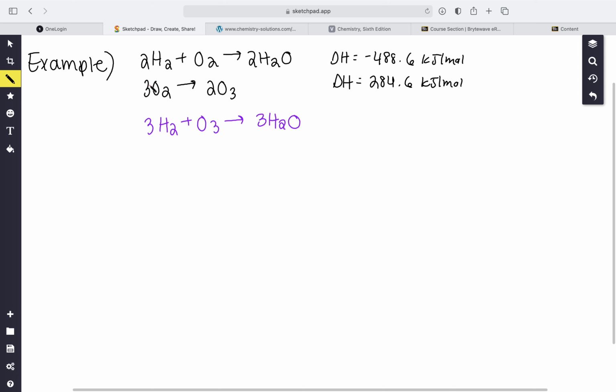Okay, so we have 2H2 plus O2 yields 2H2O. Hey, good old water. All right, then we got 3O2 yields 2O3. I think O3 is ozone.